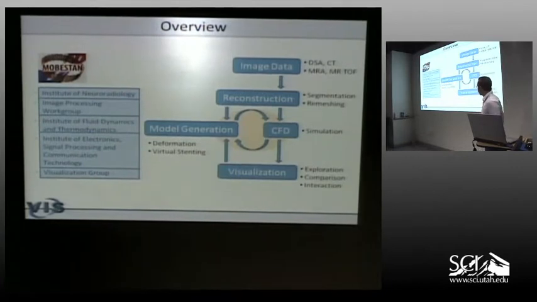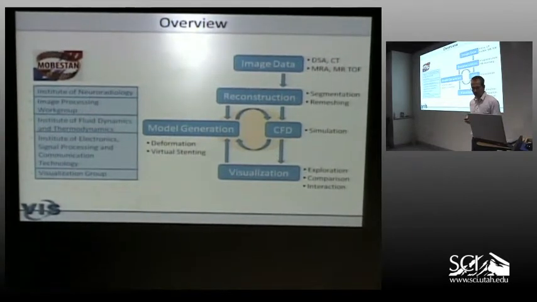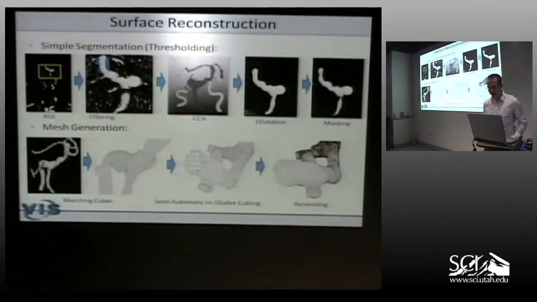They have different requirements. What I present in the following was largely developed within the framework of a small national project called MOBISTAN, and five groups were part of this project. Our tasks were first to come up with the reconstruction and remeshing as input for the CFD simulation, and also the visualization of the results. The focus in our group lies on the exploration of the simulation results, so I will talk a little bit more about this part, but also briefly mention some hopefully interesting aspects of the first part, the reconstruction part.